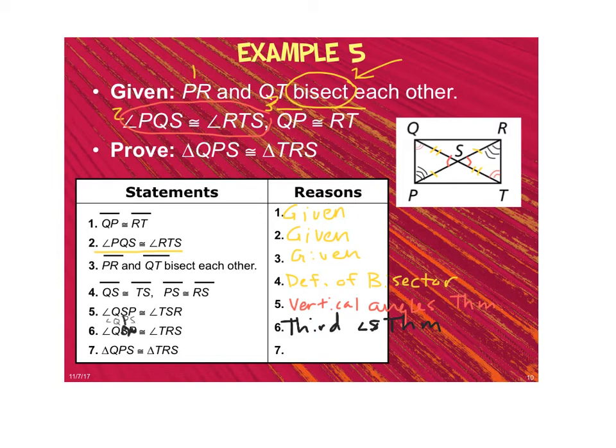So this symbol here, I put angles. So the third angles theorem states that if 2 angles of one triangle are congruent to 2 angles of another triangle, then the third pair of angles have to be congruent.